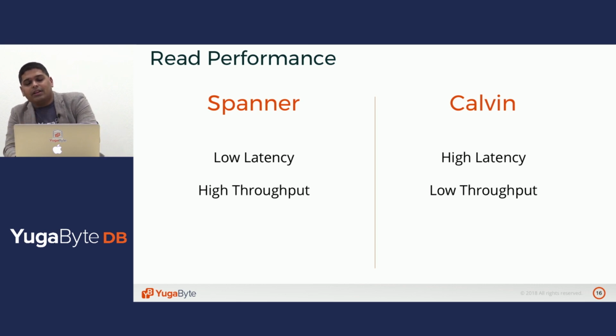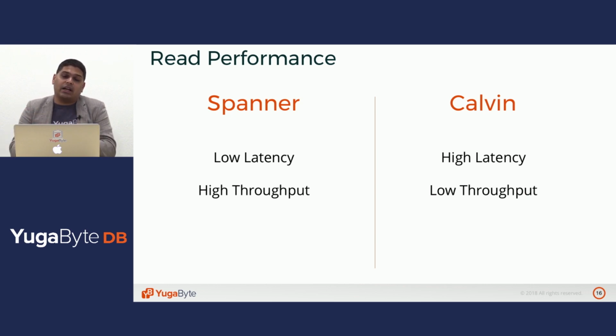Whereas in Calvin, the global consensus leader is actually a single point of bottleneck in the system. If it is getting overwhelmed, then you will see high latency because it has to actually process each and every transaction or each and every read that is coming in. And it cannot do more of those operations.